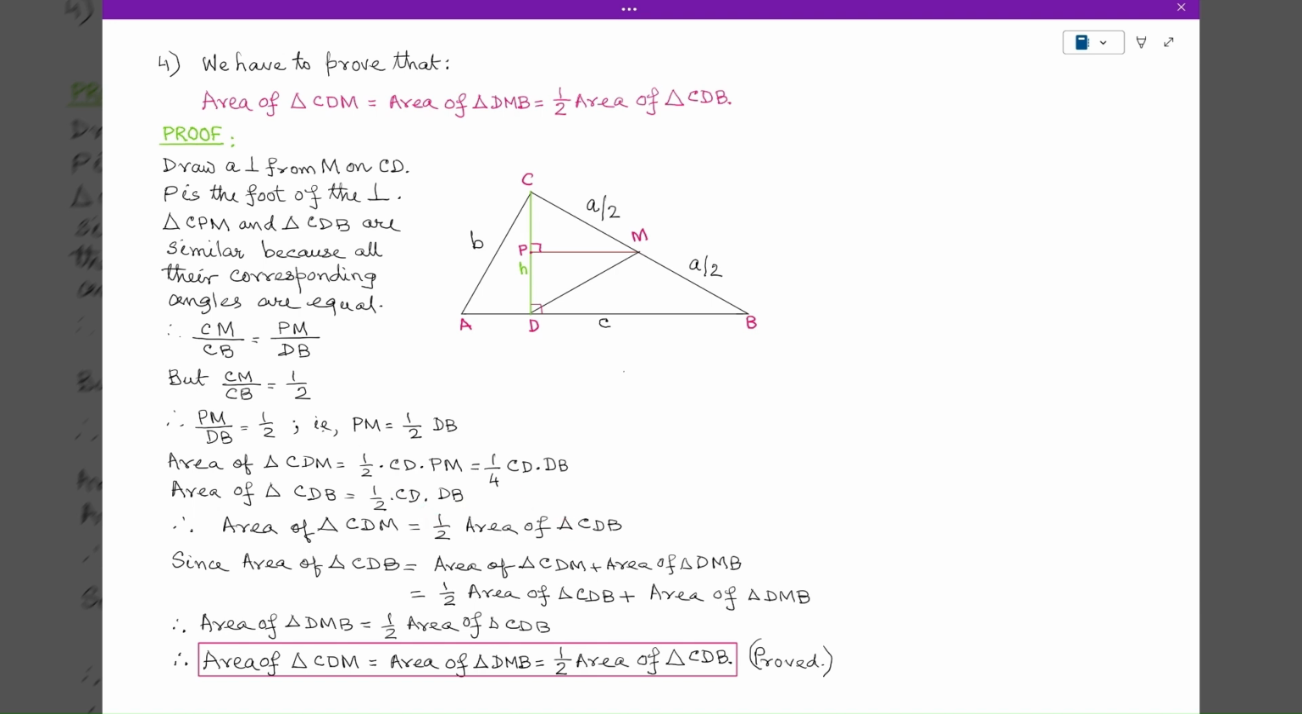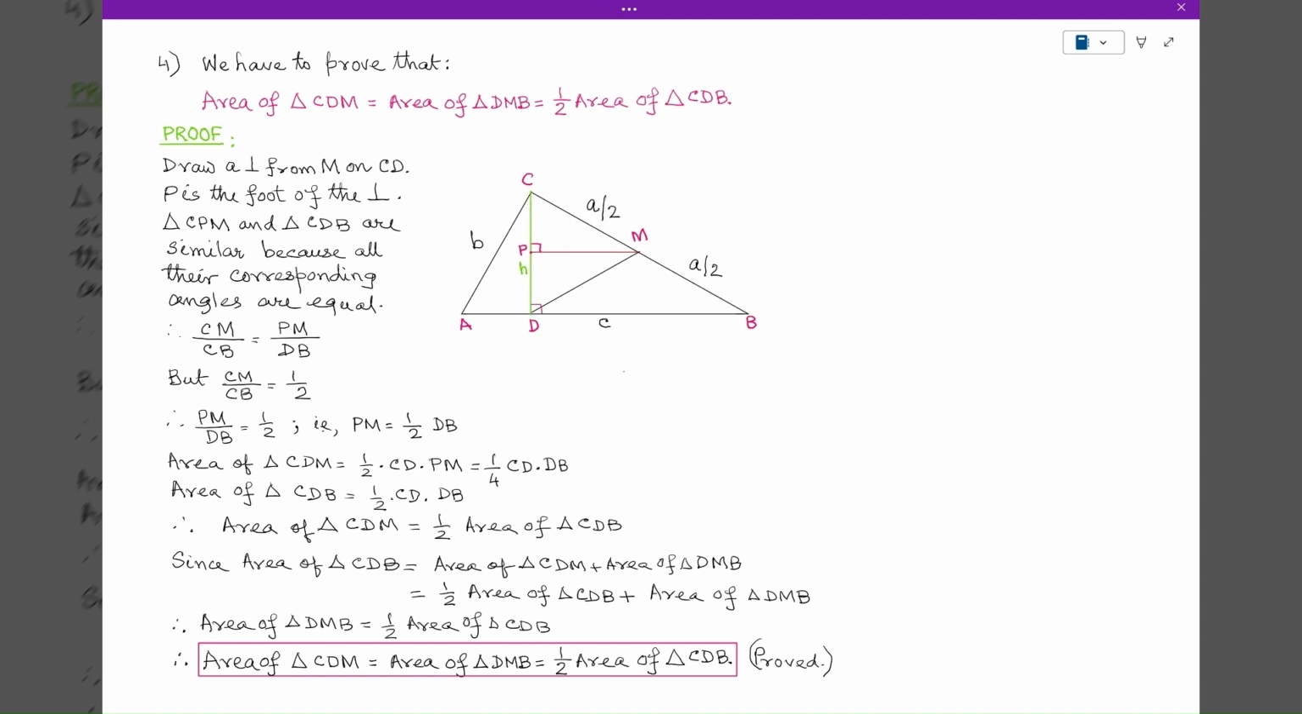Now area of triangle CDM is equal to 1/4 CD by DB. Area of triangle CDB is equal to half CD by DB. Therefore, area of CDM is equal to half the area of CDB. So this area is half of the area of the bigger triangle, this.